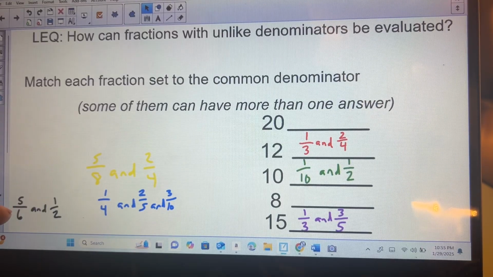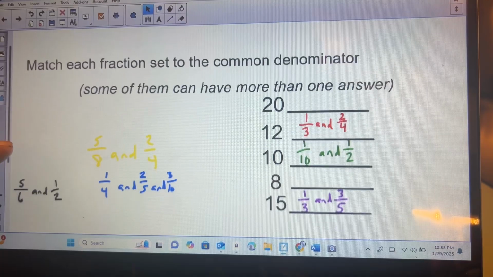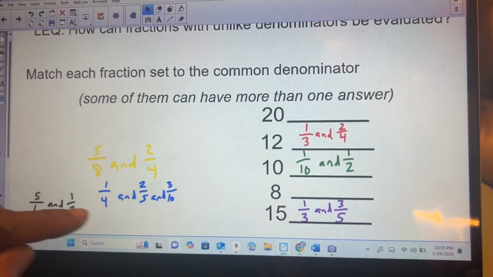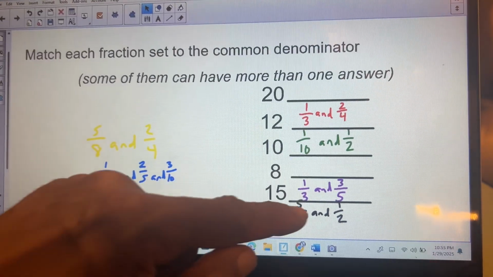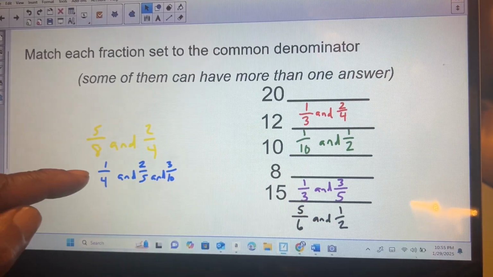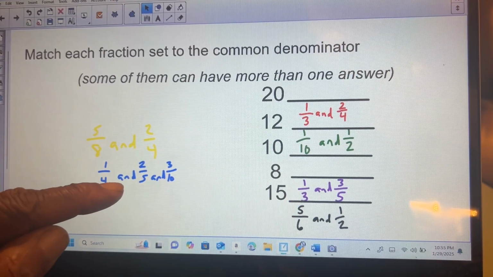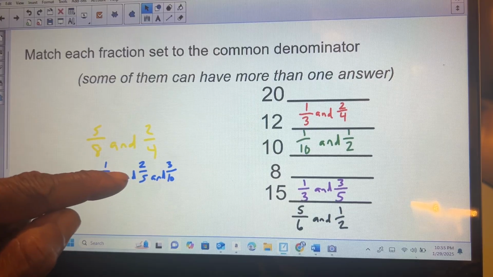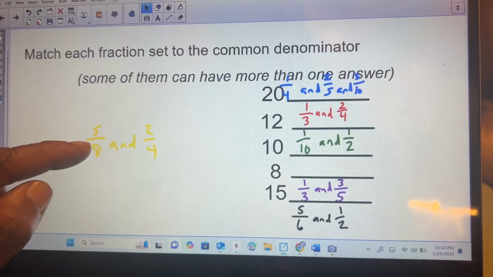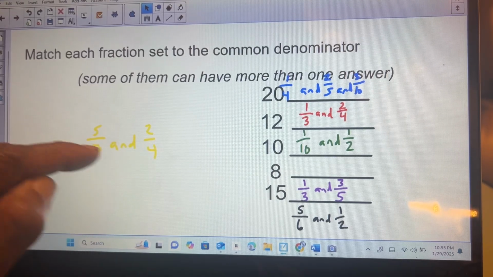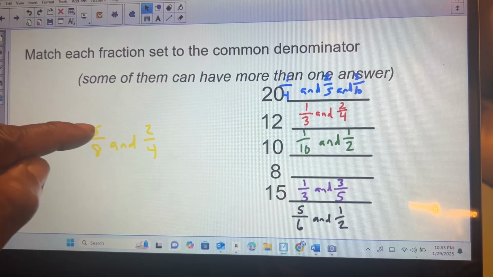And if you look at 5, 6, and 1/2, the common denominator is 6. And I don't think it's included on the page, but it is 6. A 4th, a 5th, and a 10th, the common denominator for the 3 is going to be 20. And for 8 and 4, the common denominator is going to be 8.